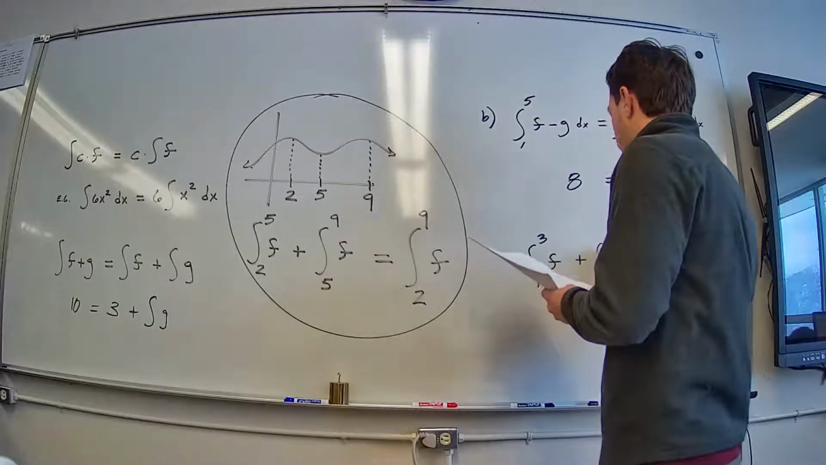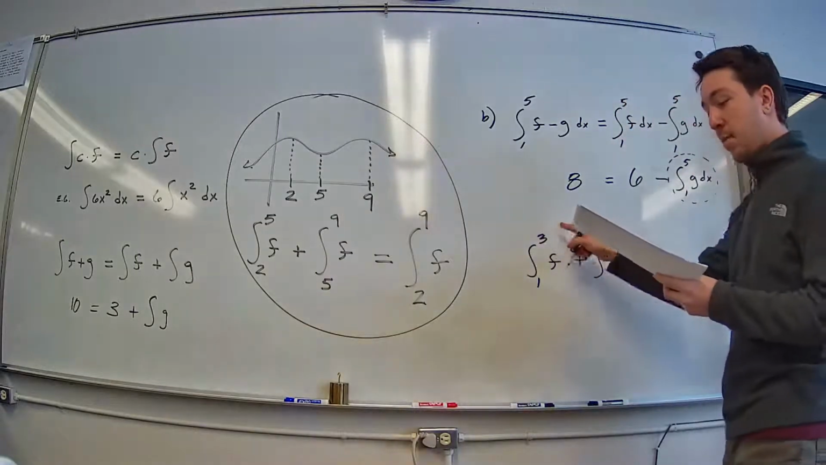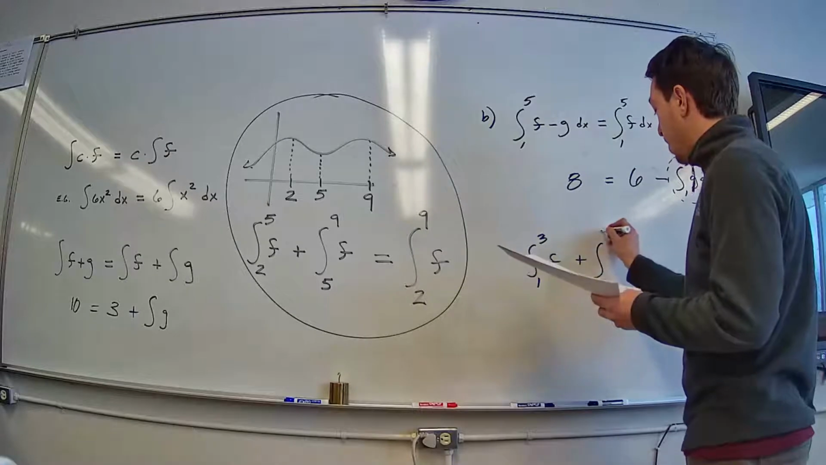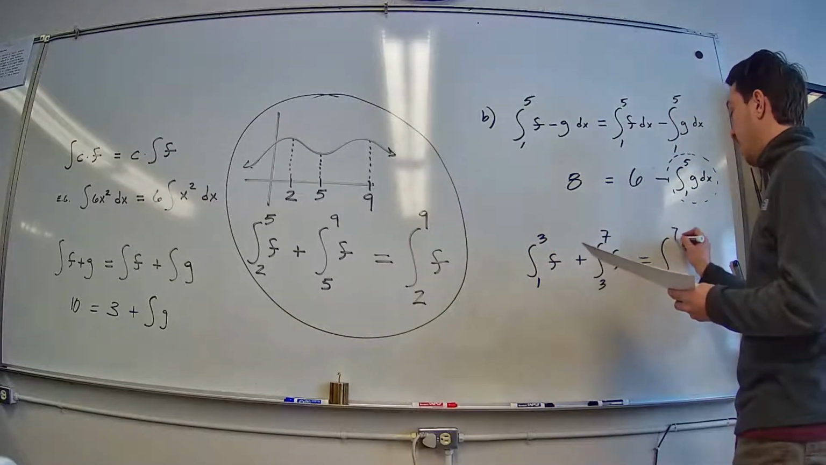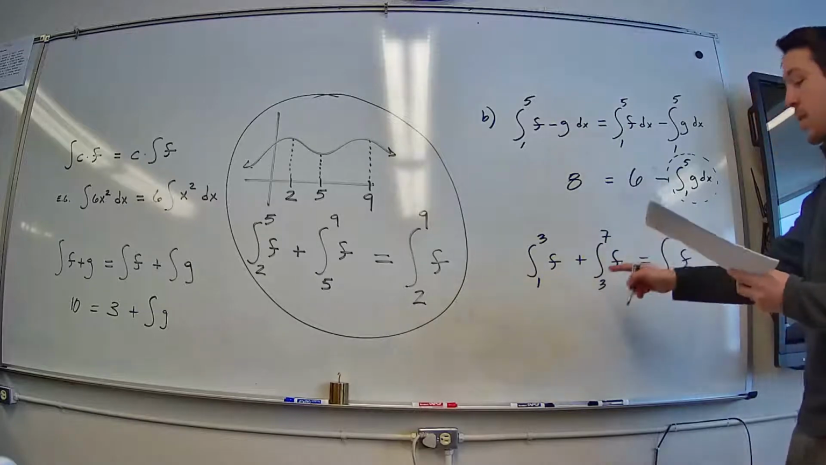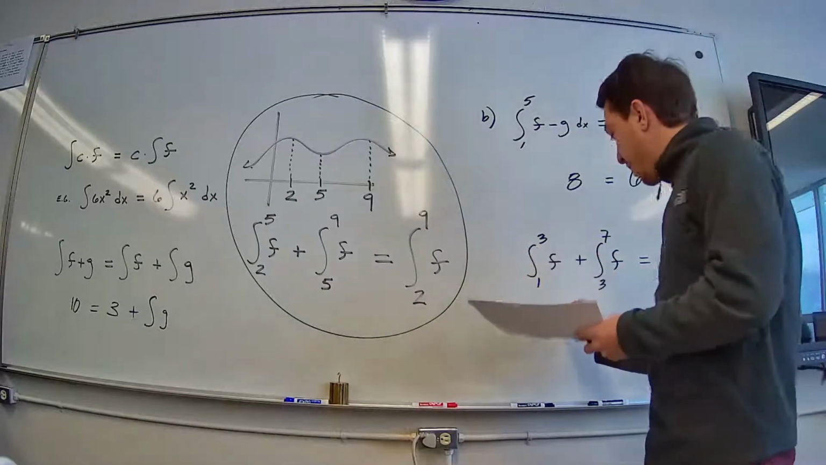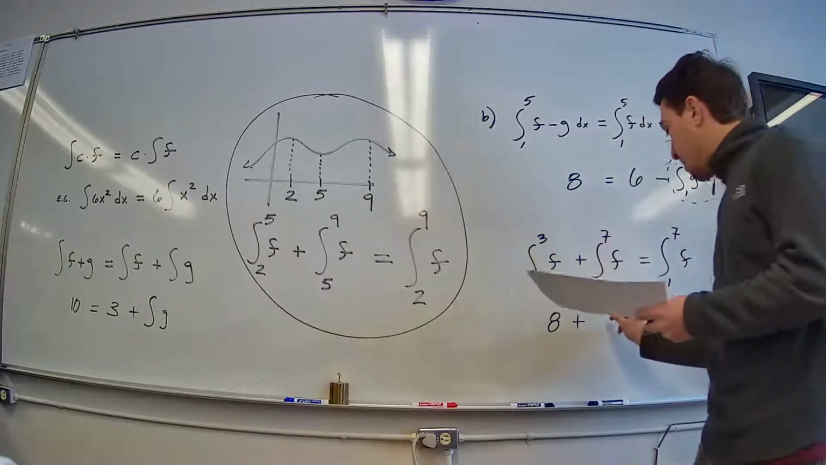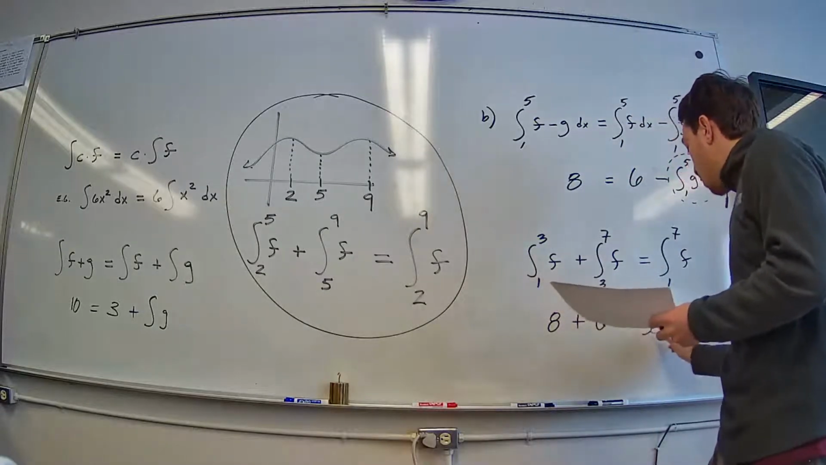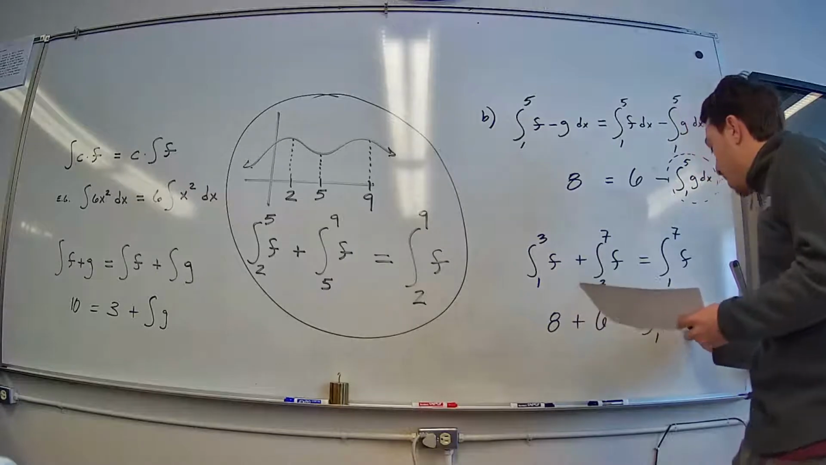Well, first I might write it like this. The integral from 1 to 3 plus the integral from 3 to 7 would have to give me the integral from 1 to 7. Then they tell us that from 1 to 3 we had 8 area, and from 3 to 7 we had 6 area, and so 14 must be the answer.